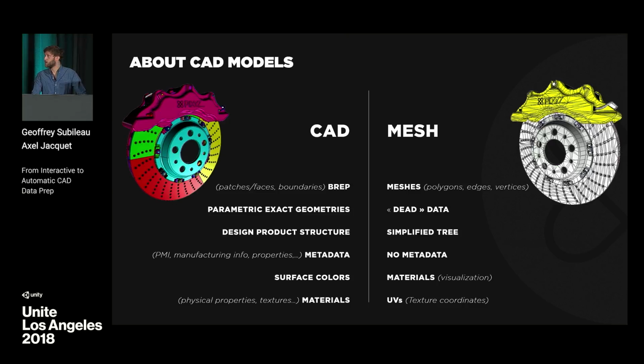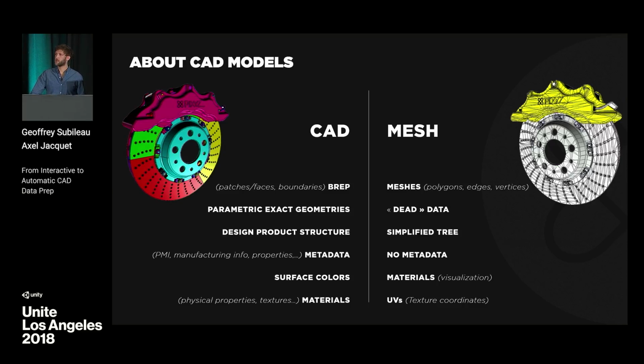When we talk about CAD models, it usually comes with what we call a product structure. And the engineers can add a lot of information on top of that, what we call metadata. Metadata can be PMI, manufacturing information, it can be some material properties, etc. And when we talk about meshes from DCC tools, it's generally a scene graph, a very simple one, and no metadata, very, very simple. So it makes a big difference.